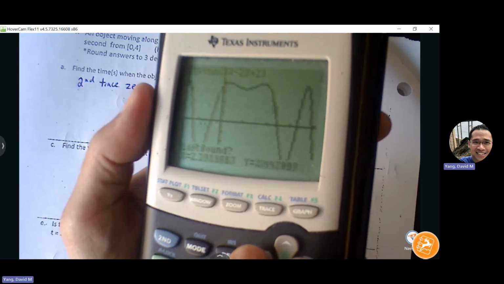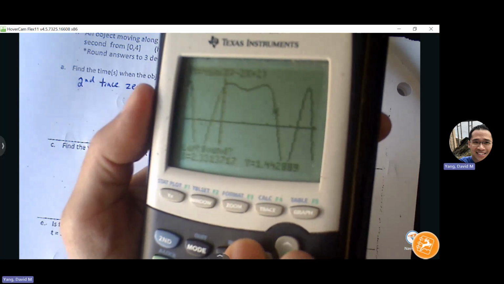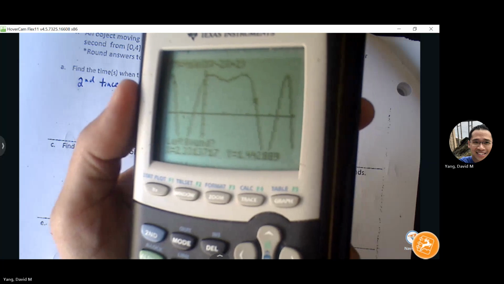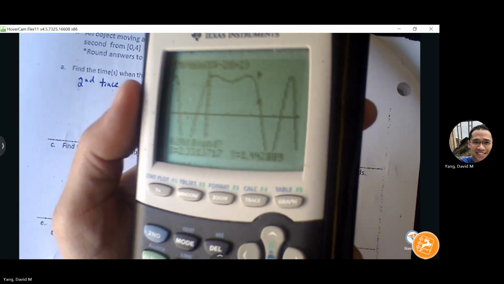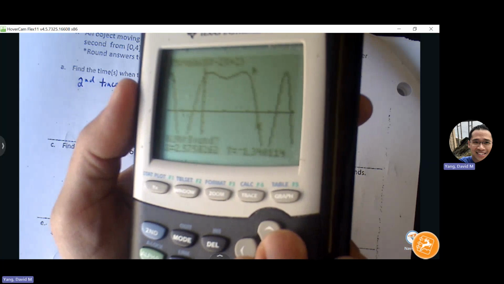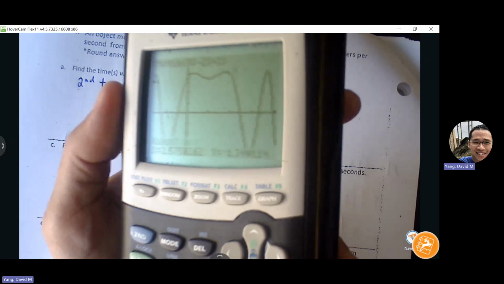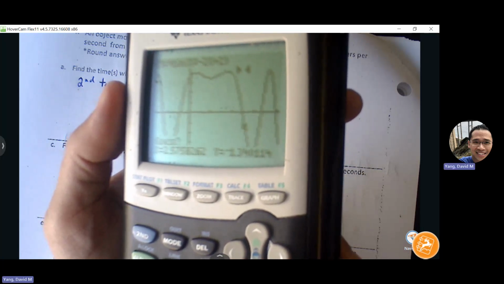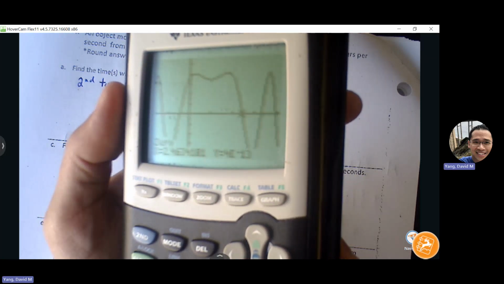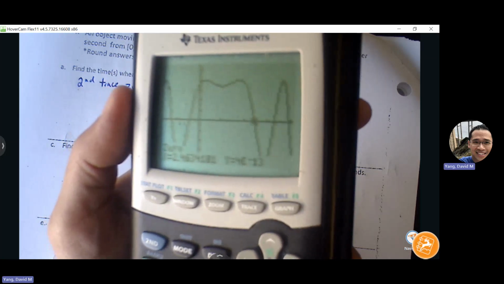I'm going to scroll to a point to the left of my first x-intercept. Hit enter. Then I'm going to scroll over to a point on the other side of my x-intercept, hit enter. And then I'm going to hit enter a third time, and it's going to find my x-intercept for me.